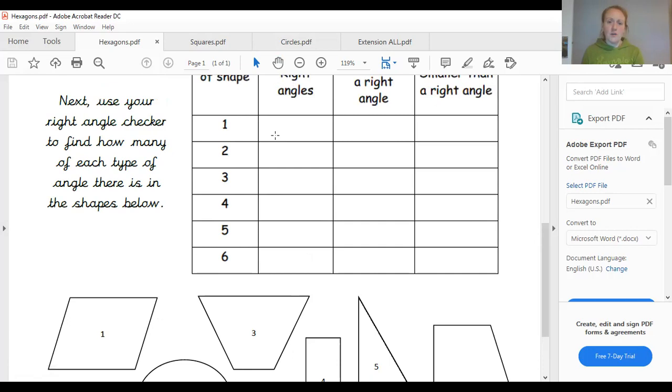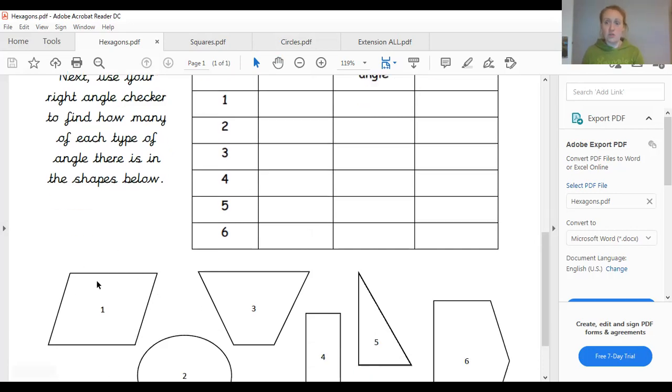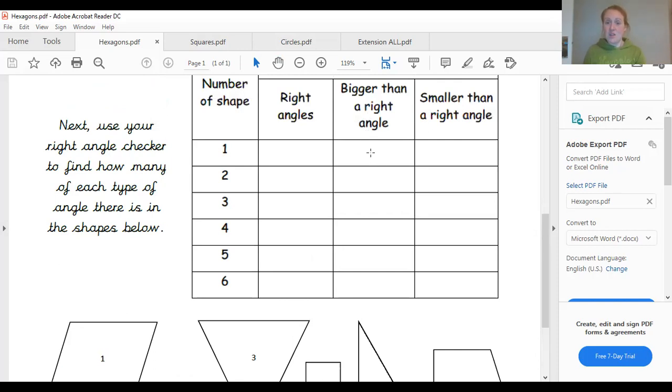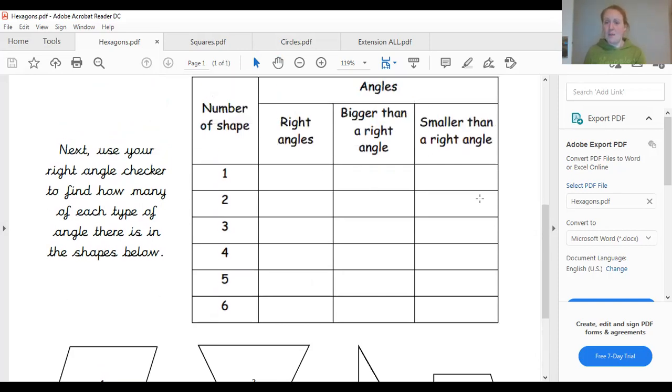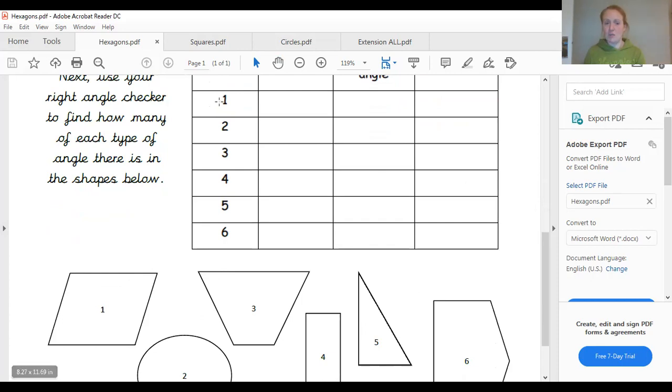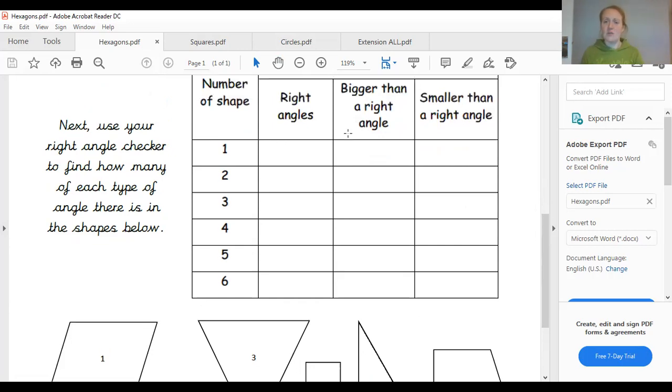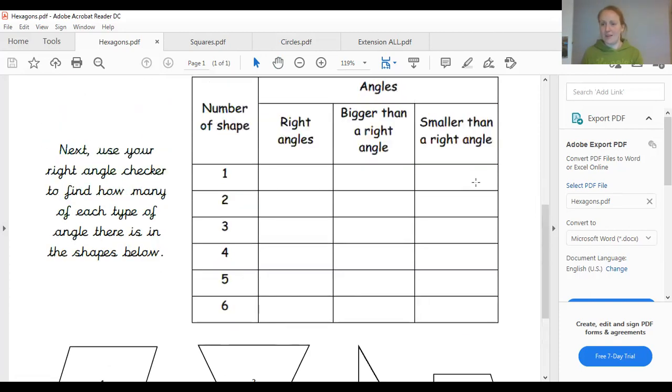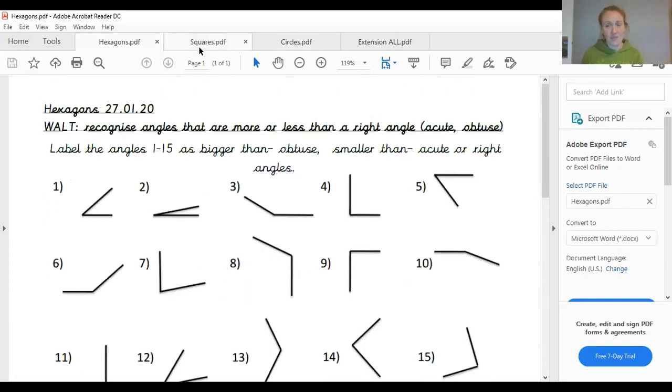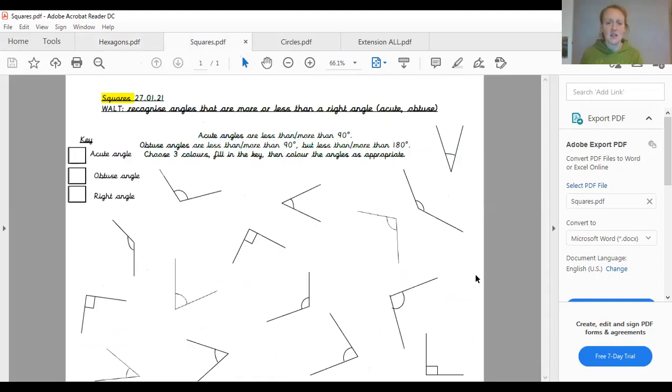So number 1, how many right angles? So you use your knowledge of right angles. Are there any in there? Any angles that are bigger than a right angle? How many are smaller than a right angle? So that's all for shape number 1. Then you do the same for number 2 down here, the same for shape 3, the same for shape 4, the same for shape 5, and the same for shape 6. So you're counting how many right angles, how many bigger than right angles, how many smaller than right angles, and filling out that grid there. So that is the hexagons work there. It's a lot to get on with today, hexagons.